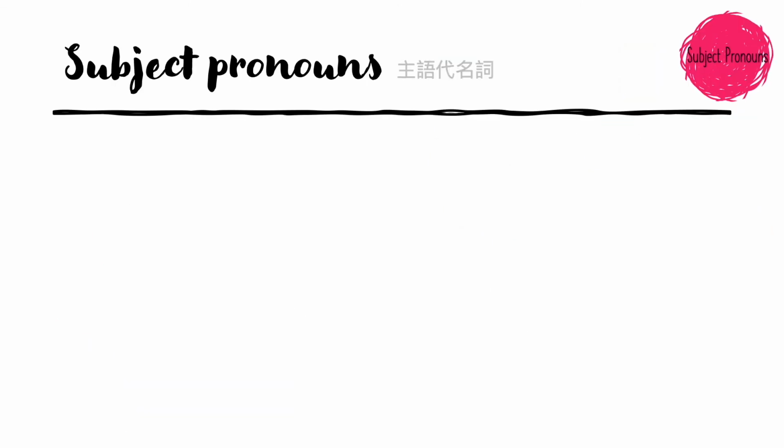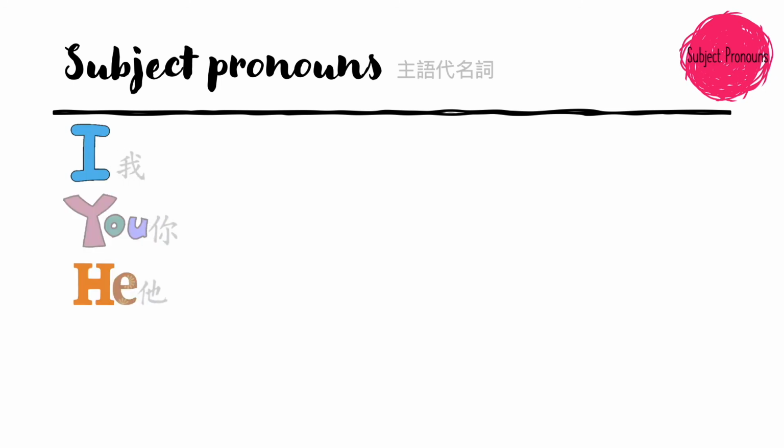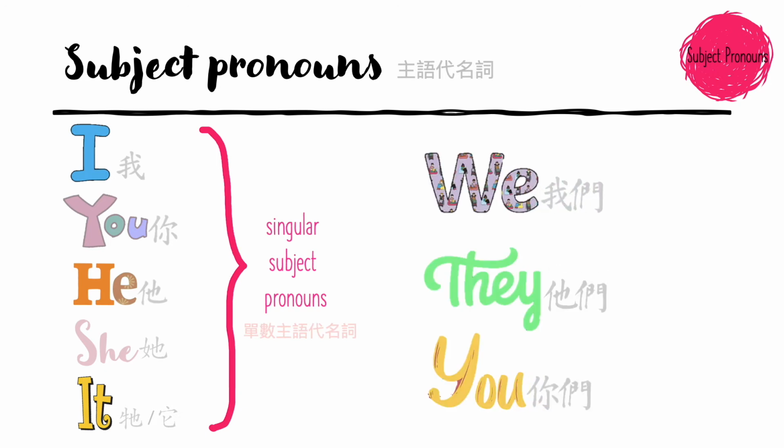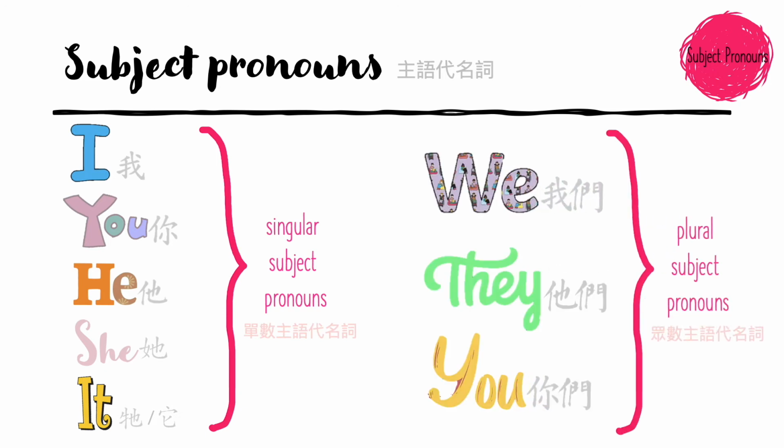So for subject pronouns, we have I, you, he, she, and it. These are the singular subject pronouns. And we have we, they, you. These are plural subject pronouns.